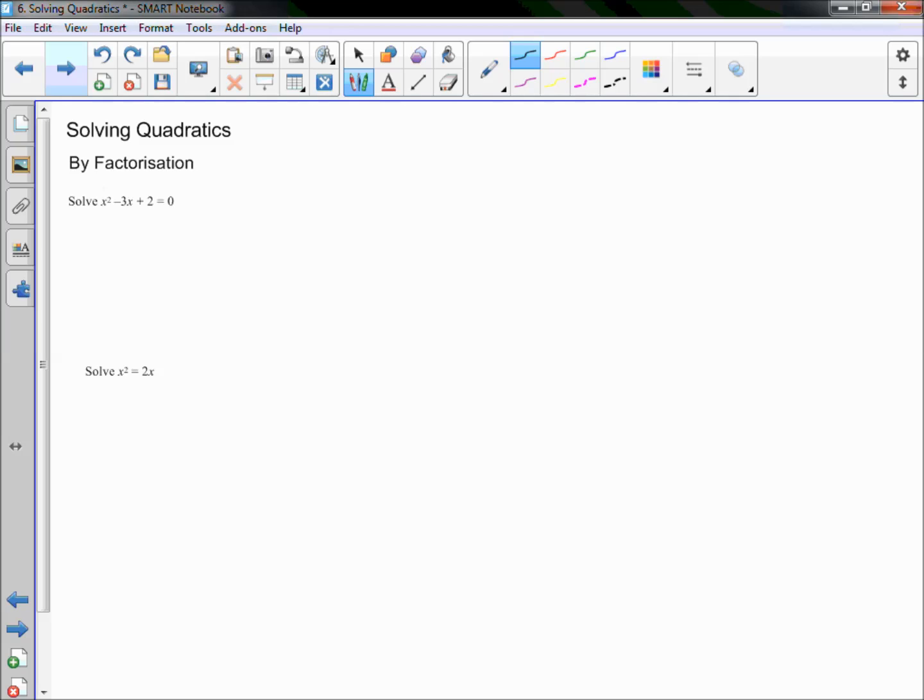Okay, I'm assuming you've now paused it and had a go at it. So let's have a quick go at factorising this. We've got an x squared term, so we're going to have x and x equals 0. And we need two numbers that multiply together to give us 2 and add together to give us minus 3. So I reckon that's going to be minus 2 and minus 1. Now what you'll notice here is we have two numbers, x minus 2 and x minus 1, that multiply together to make 0.